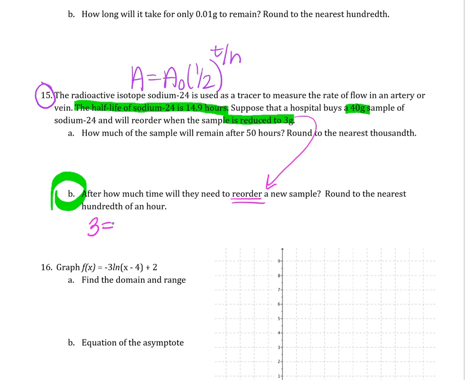A sub 0 is what we started with. That was the 40 grams. Okay, we don't know how much time is going to pass. That's what we're trying to find out. But I do know the half-life is 14.9 hours. Okay, so round to the nearest hundredth of an hour. So here we go. All right, so I'm going to divide by 40. So 3 divided by 40 is 0.075.